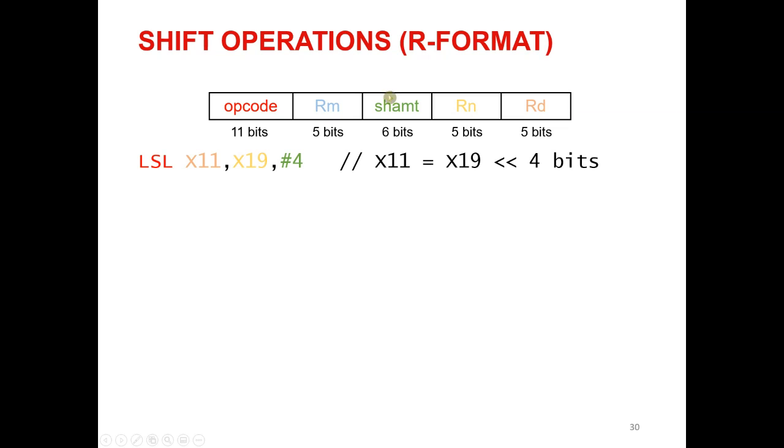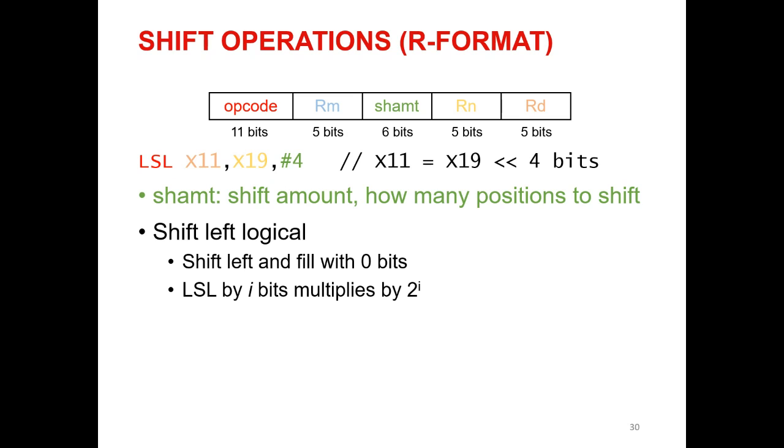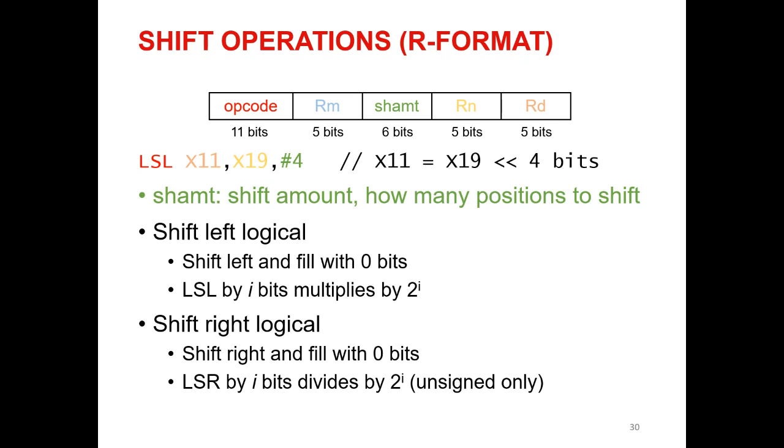But here we are going to use this field, the shift amount, that we were not using before. So in this case, you see that instead of using the second input register, we are using the shift amount field, which is placed here as an immediate value. So with this operation, we are saying, shift left the content of register 19 by 4 positions. This is what I have just explained. Make sense?